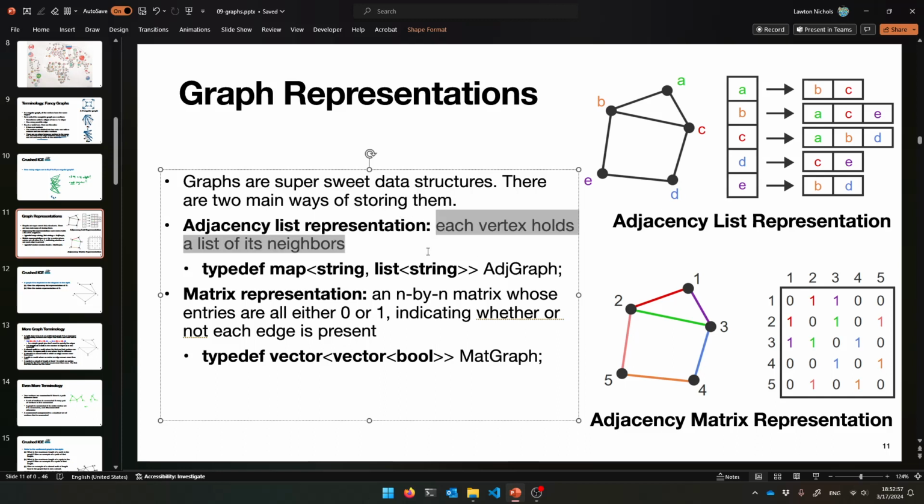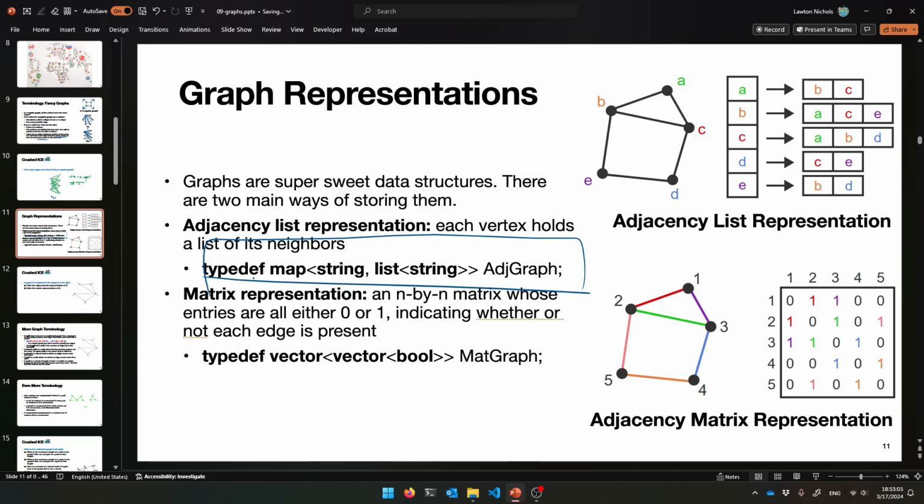That's when each vertex holds a list of all of its neighbors, like a linked list. Here's how you define it in C++. Go look up what typedef means if you haven't seen it before, but we can define this type, adjacency graph, that we can then declare using another type. It's a synonym for a type. That's what typedef makes, a synonym for a type in C++. So if you say adjacency graph G, it really becomes this. So this is an adjacency list. It is a map of strings to lists of strings, assuming that's how you want to talk about your nodes.